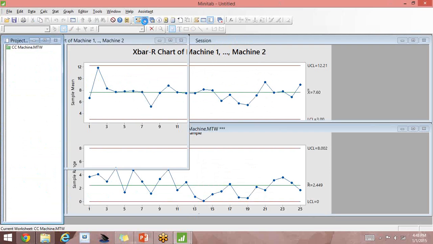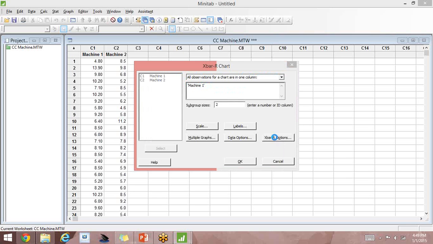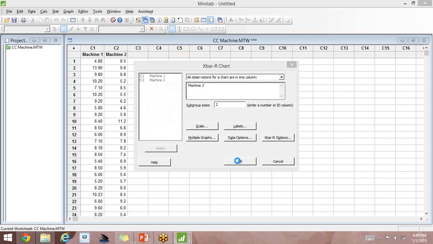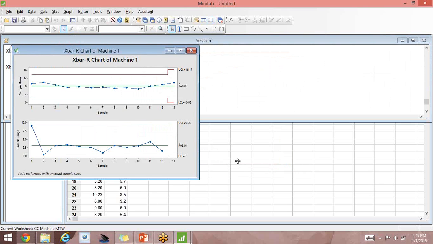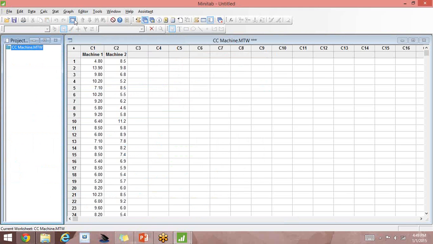Okay, so let me go back to the worksheet. Go back to the option. Let us plot separately. Subgroup size is 2 and I want to perform all the tests. So this also for machine 1 it is within control. If you see, machine 1 is within control. So let us do it for machine 2.